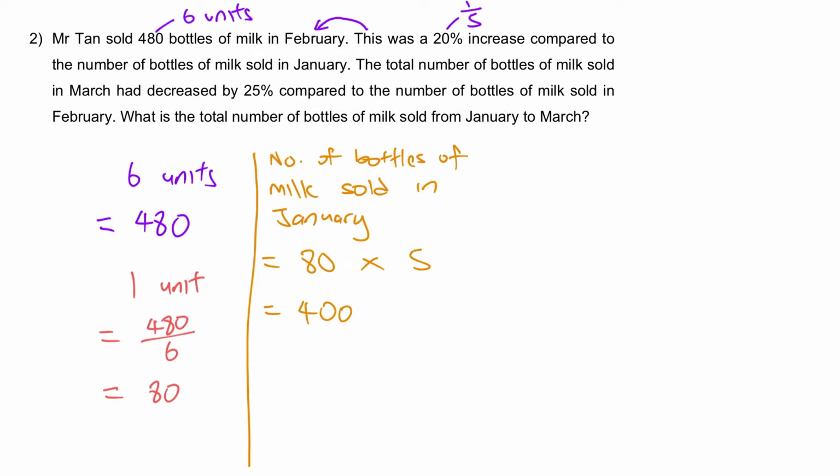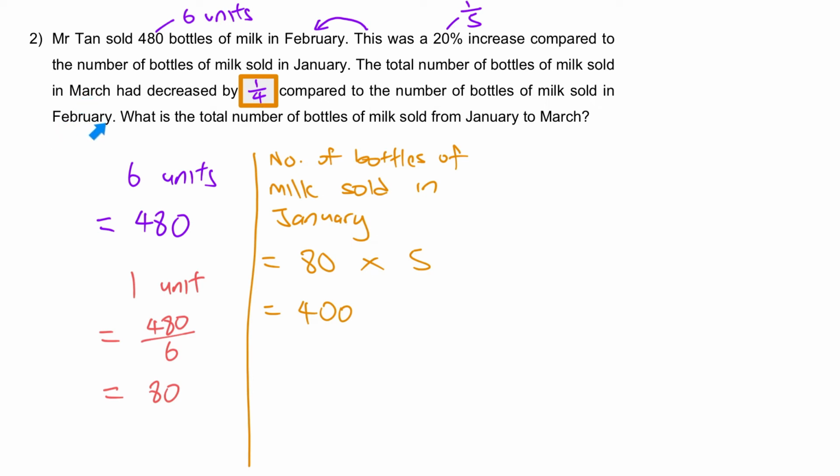Moving on, let's look at March. Alright, the total number of bottles of milk sold in March had decreased by 25%. In this case, it's a quarter. Let me replace the 25% with 1 out of 4. Alright, 25% is a quarter. So what this means is, in February, it's 4 out of 4. And in March, it decreased by a quarter. So in March, it's actually 3/4 of February.